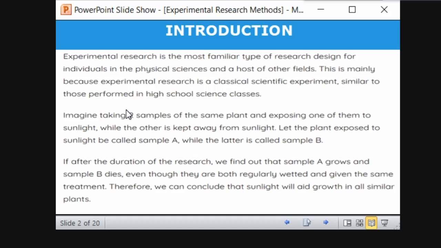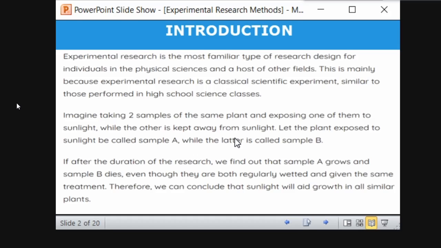Continuing with that, when you are experimenting with something in a laboratory setup or in a natural environment, that is the main foundation for experimental research. Imagine you take two samples of the same plant, let it be any plant, and expose one of them to sunlight while the other is kept away from sunlight. Let the plant exposed to sunlight be called sample A while the latter is called sample B.